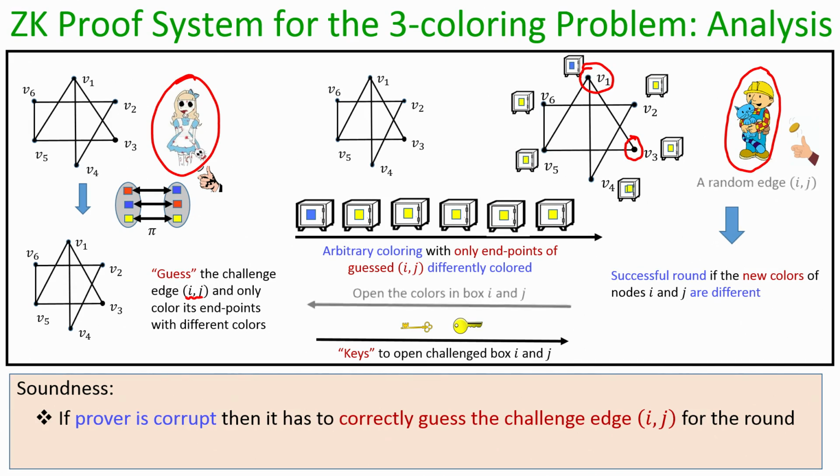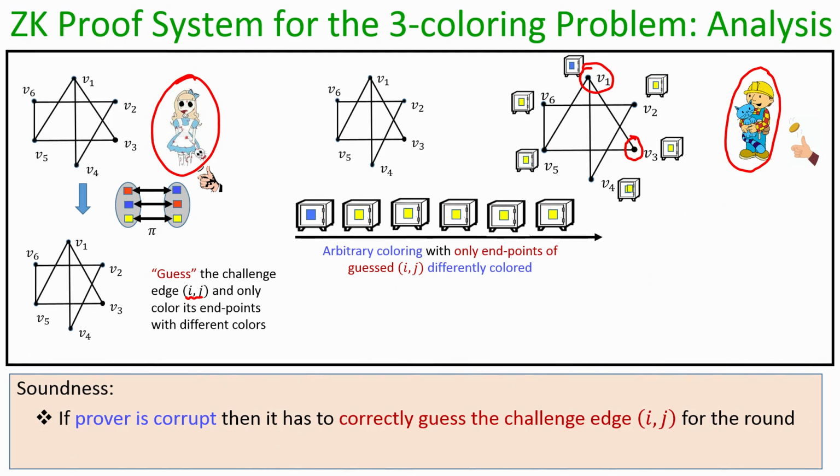And if indeed she is lucky, then it might be the case that she is indeed asked to open the first locked box and the third locked box, and then she will be successfully showing Bob that, hey, I have assigned different colors to node number V1 and node number V3. But what is the success probability of Alice guessing in advance what will be the random edge i comma j which Bob will challenge Alice to open, right.